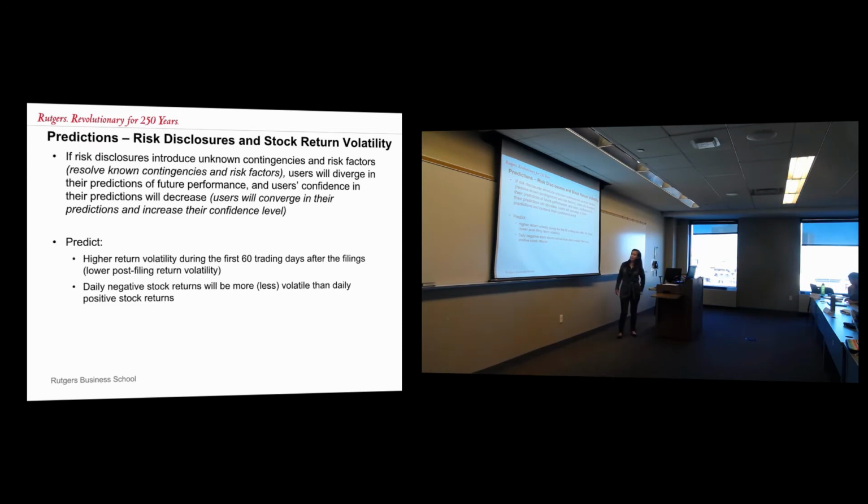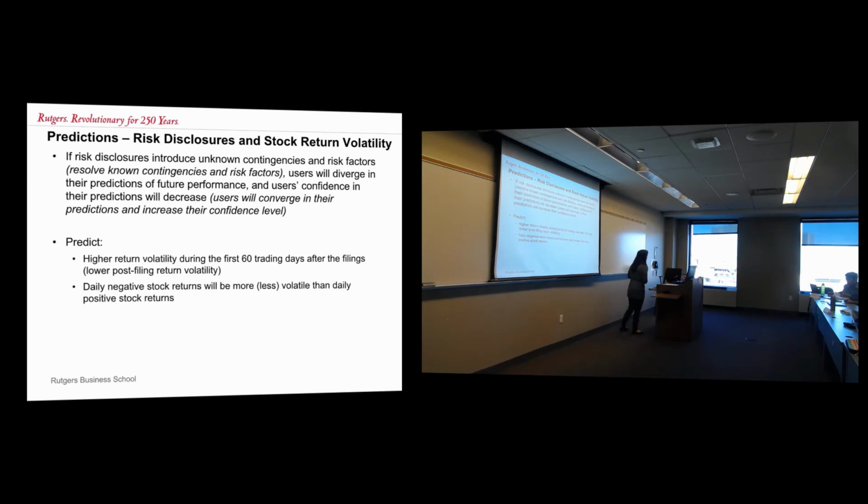Alright, so for the predictions, we start first with risk disclosures and stock return volatility. They suggest that if risk disclosures introduce unknown contingencies and risk factors, then users are going to diverge in their predictions of future performance, because this is new information that they did not know about before and could potentially be negative information. So again, this is the divergence argument. And then for convergence, they suggest that if these disclosures resolve known contingencies, so if users already gather this information from other sources, and disclosures are clarifying it, then users will converge in their predictions and increase their confidence level.